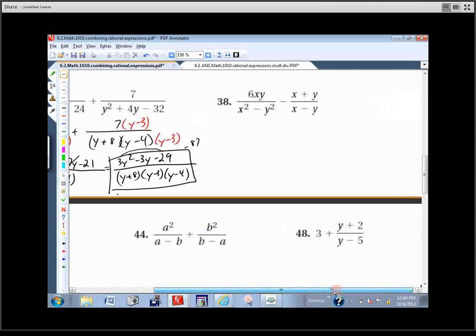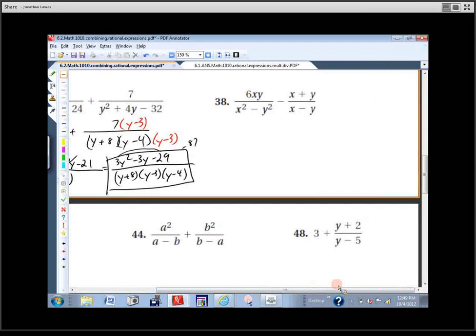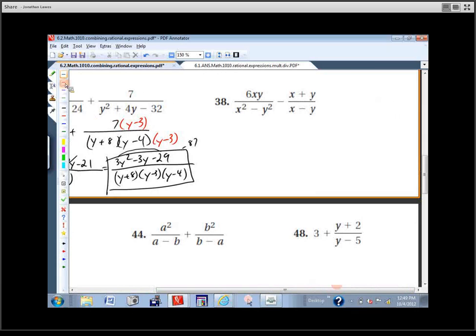Okay. Some of them get a little ugly. Let's take a look at this next one. See how bad this one is. You just immediately start factoring this. So this is x minus y and x plus y. We've got a 6xy here. We're going to need to be careful on this one because this is a minus. So this is going to be x plus y.